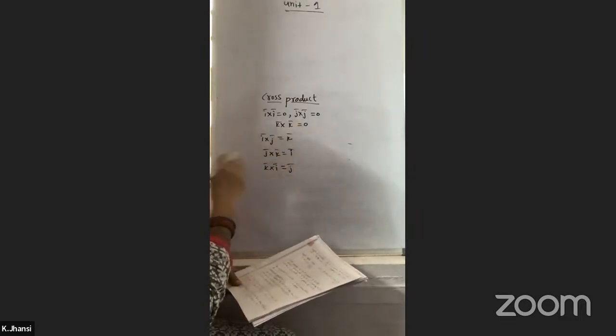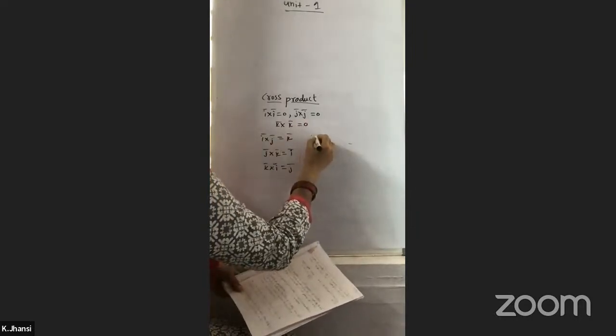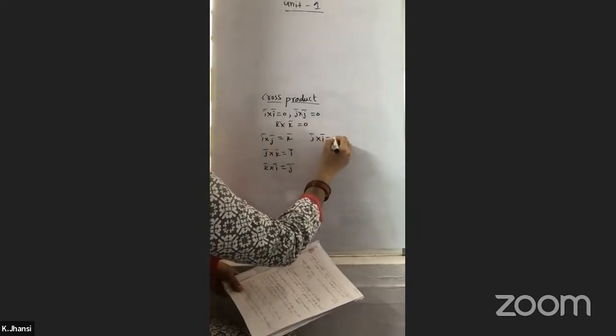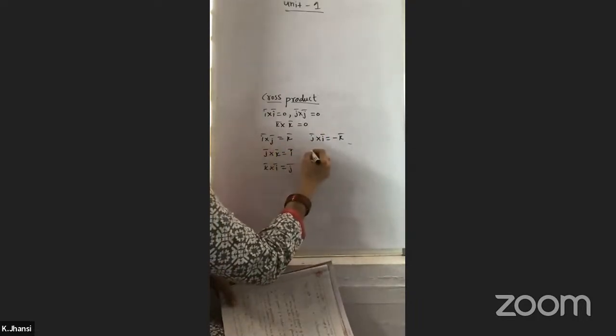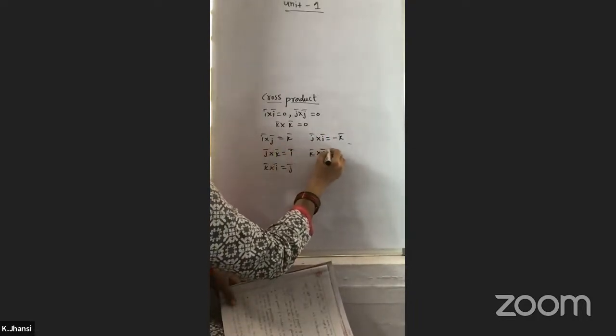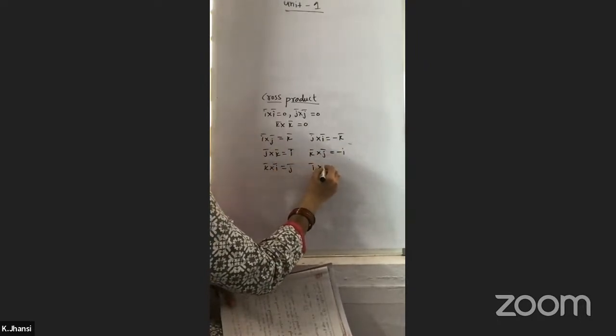And if you just interchange these, that is J cross I, you will get minus K vector. And here K cross J means you will get minus I. And I cross K is equal to minus J. So remember this while solving the problems.